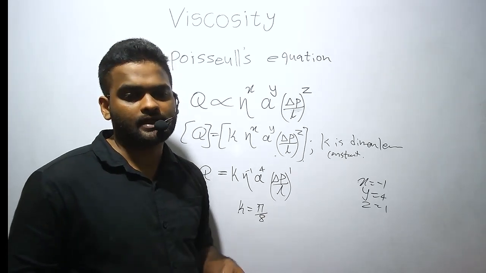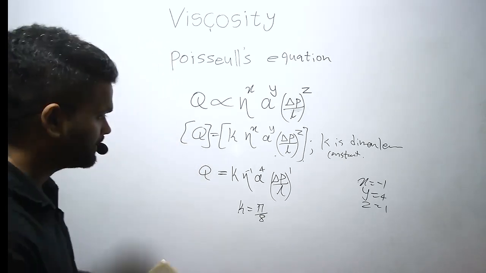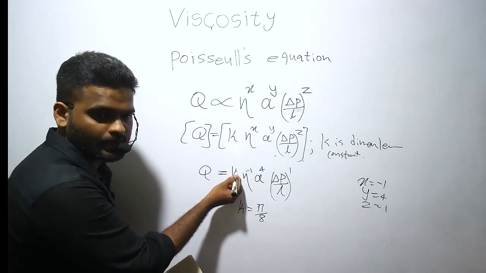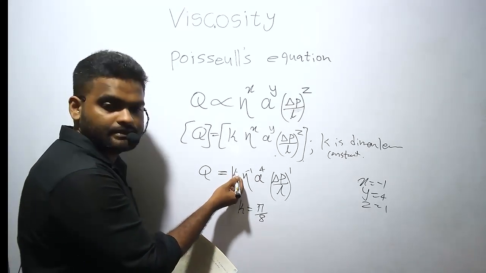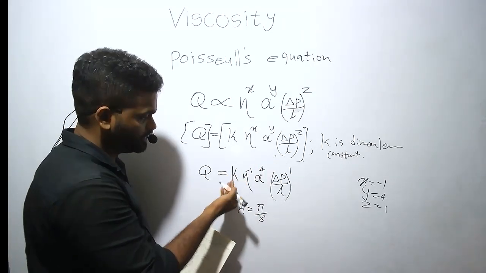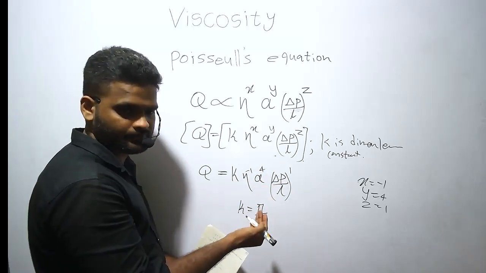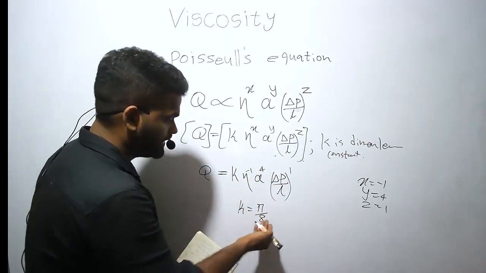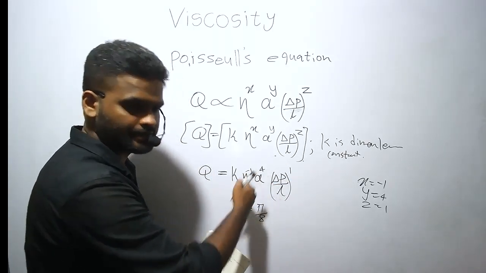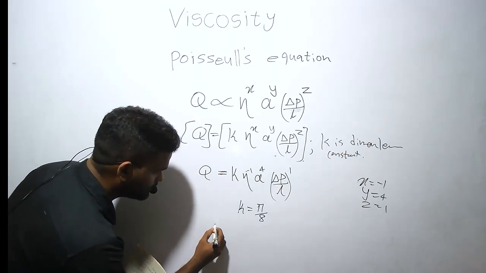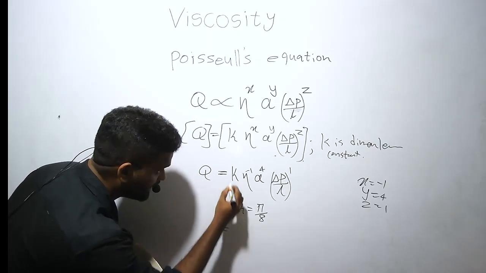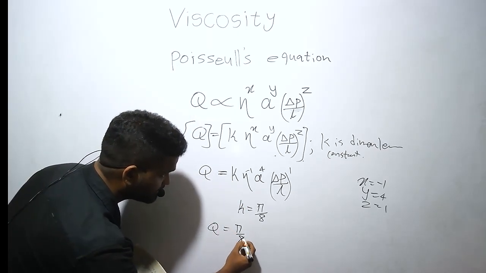So now what can you say? You cannot find K using dimensional analysis, right? You have to go for an experiment in order to find this K. It is found to be 5 over 8. Now you are going to have the complete equation. K is 5 over 8.